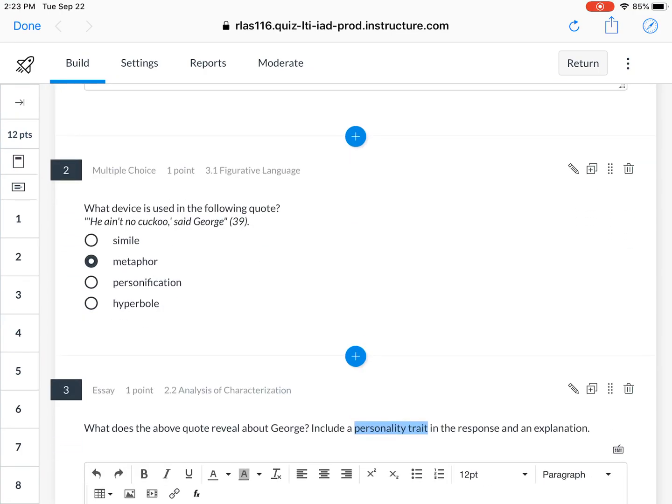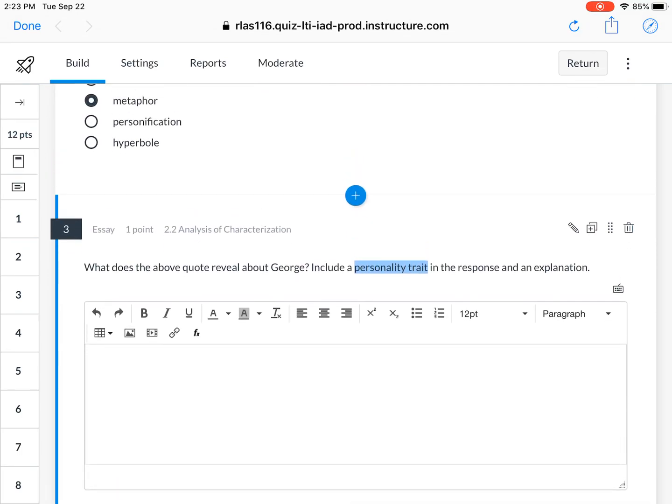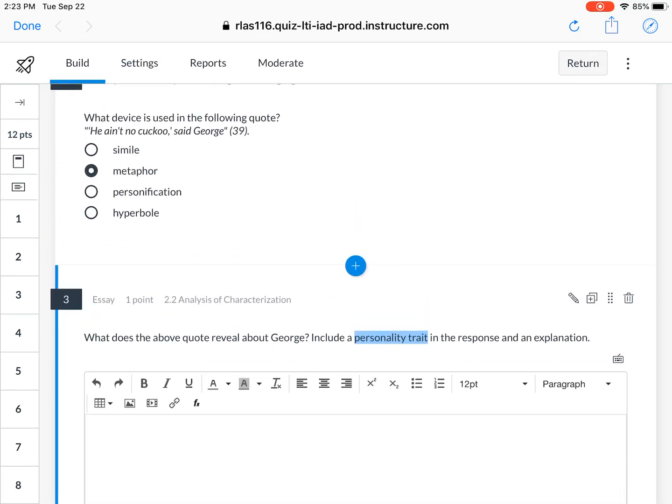Question 2. What device is used in the following quote? "He ain't no cuckoo," said George. This is a metaphor. A cuckoo is actually a type of bird. And you could have looked that up on Google if you want to see what a cuckoo is, but it's like a cuckoo bird, right? So he's saying he's not like a bird. It's a metaphor. He's comparing Lenny to a bird. He's saying he's not one, though. He's not dumb, okay? That's what he's saying. I'm sorry, he's comparing Lenny to a bird, so it's a metaphor.